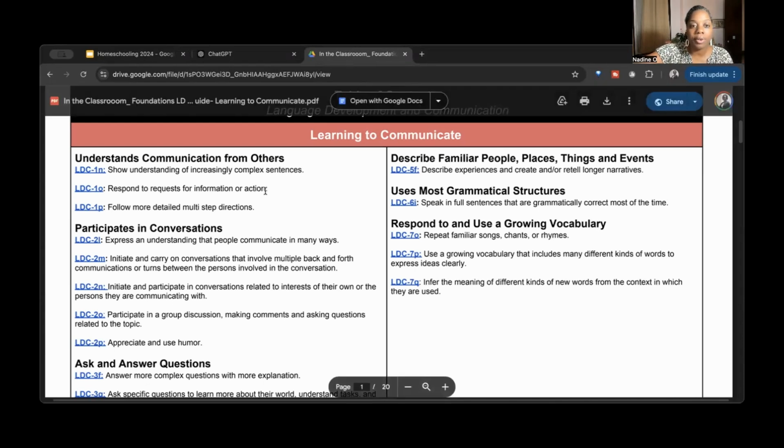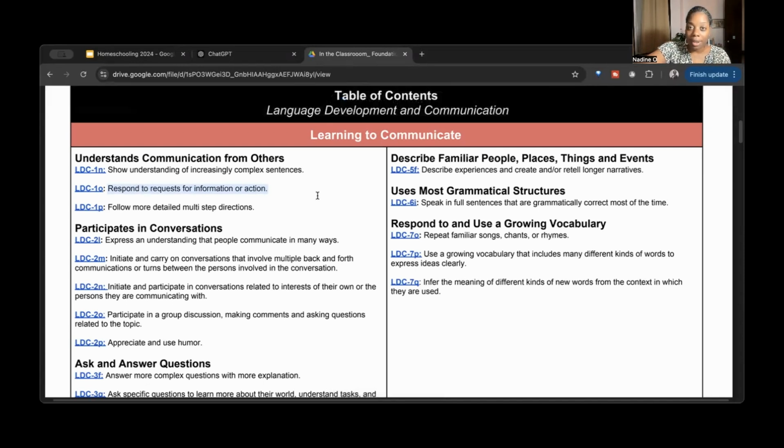Responds to requests for information or action. Do you want to eat right now? Do you want a snack? Or go and get your coat, please. Right? So these are responses either by answering you, yes, I'm ready for my snack, or going to get their coat because it's time to move on to the next thing.